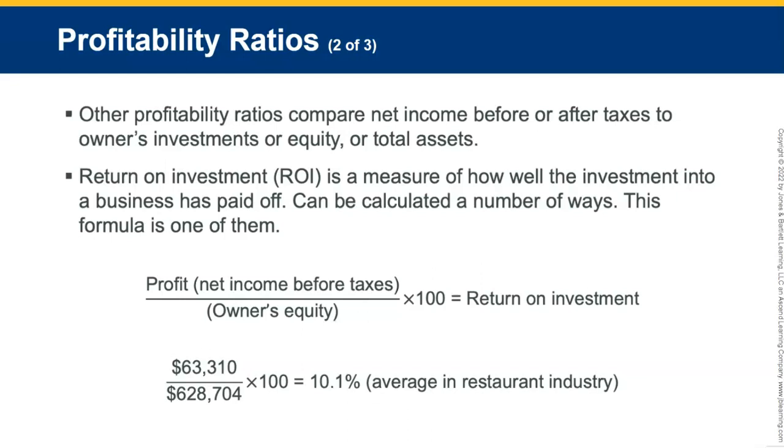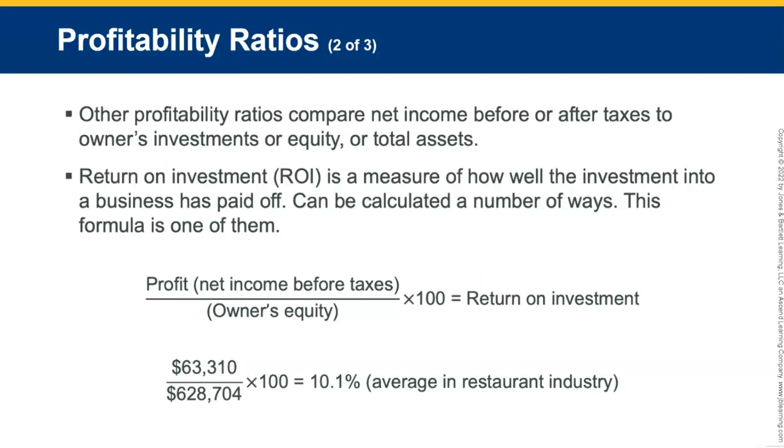The ROI, or the return on investment, is a measure of how well the investment into a business has paid off. This can be calculated in a different number of ways. This formula is one of them. So it's profit, which is the net income before taxes, divided by the owner's equity, multiplied by 100 gives you the return on investment, which is also known as the ROI.